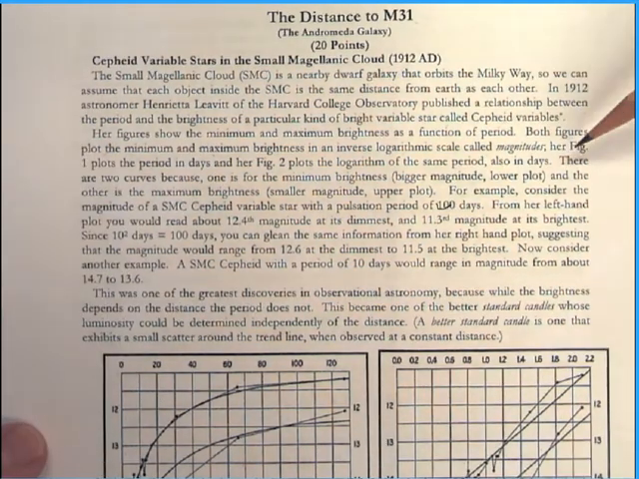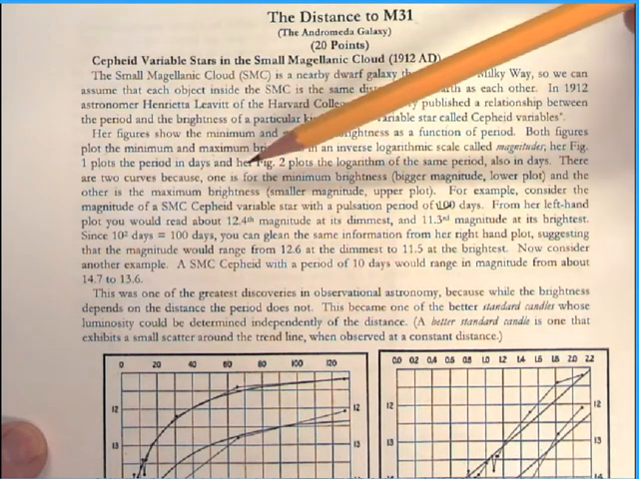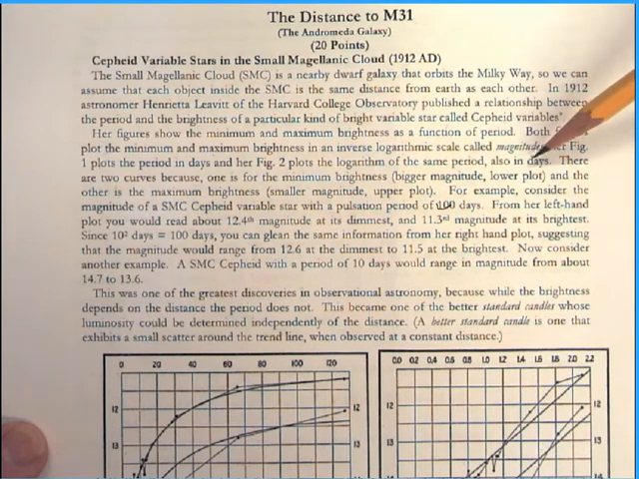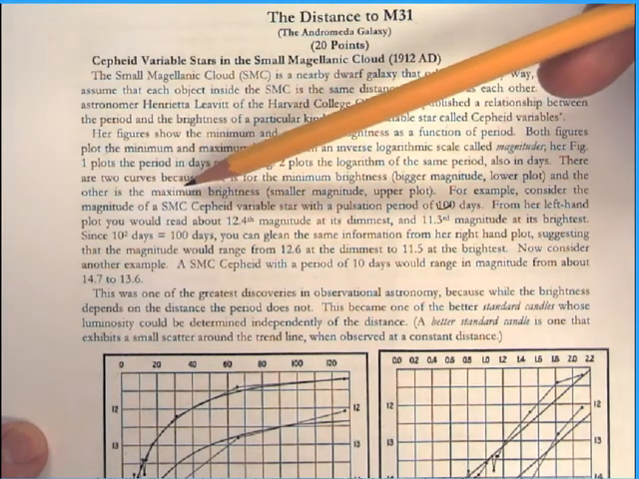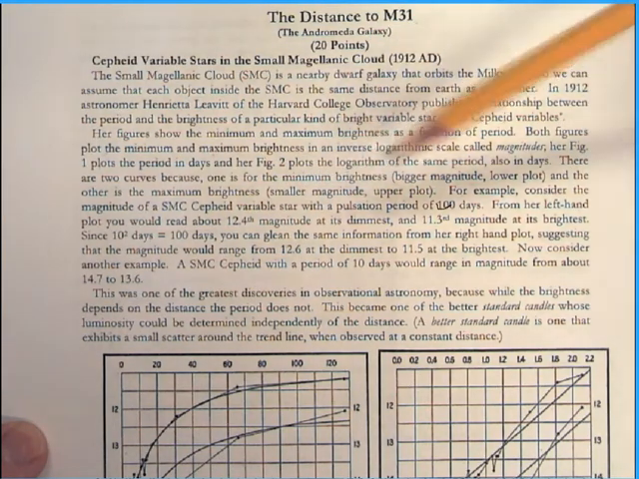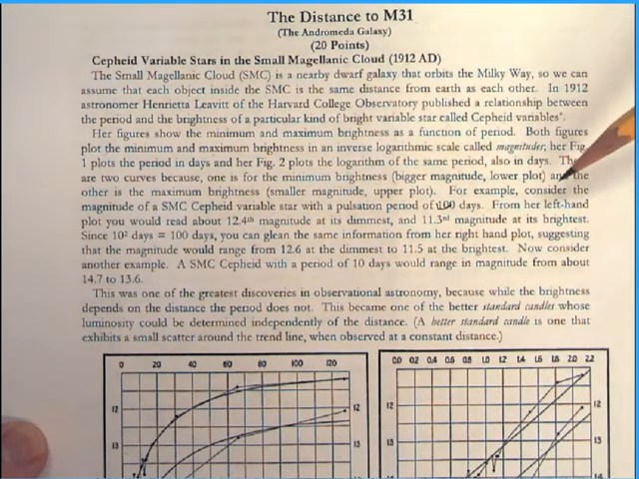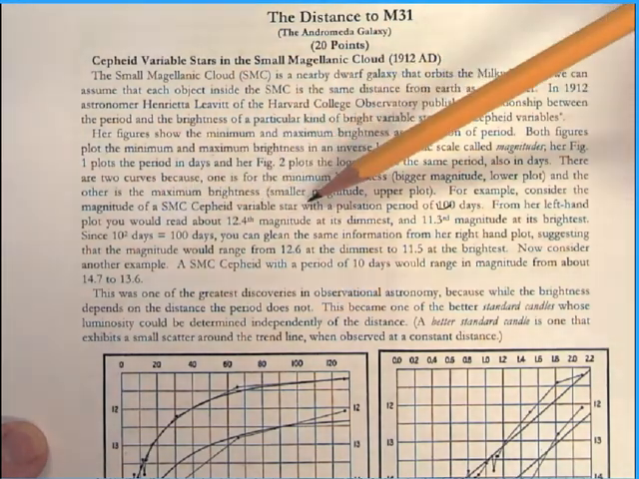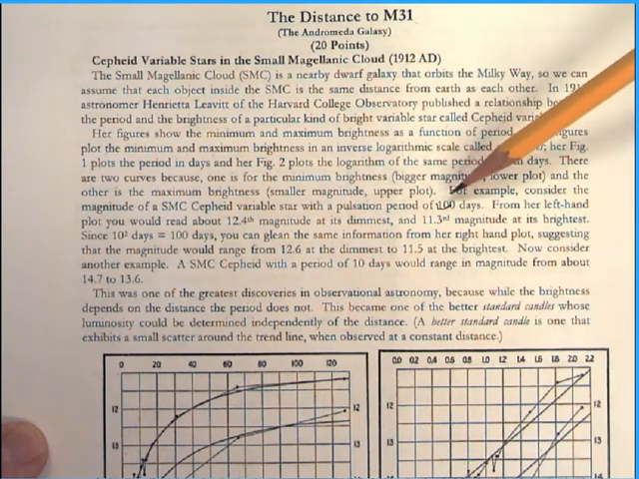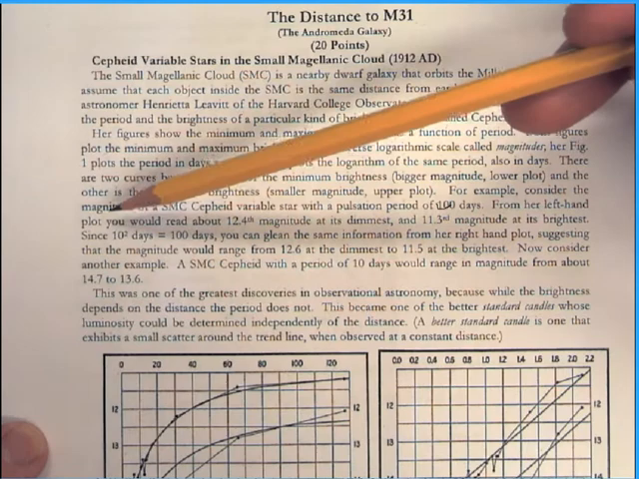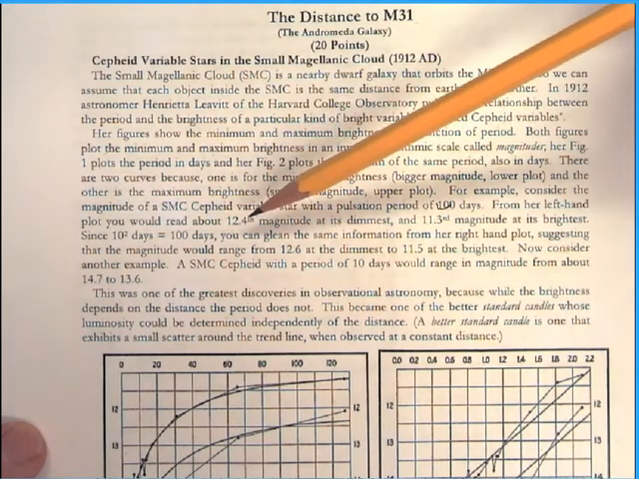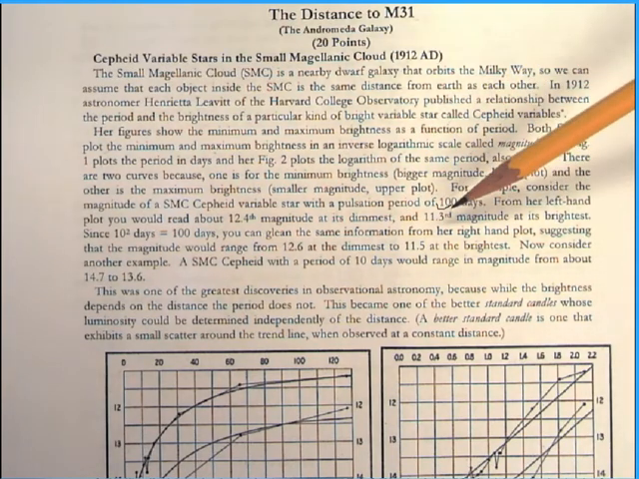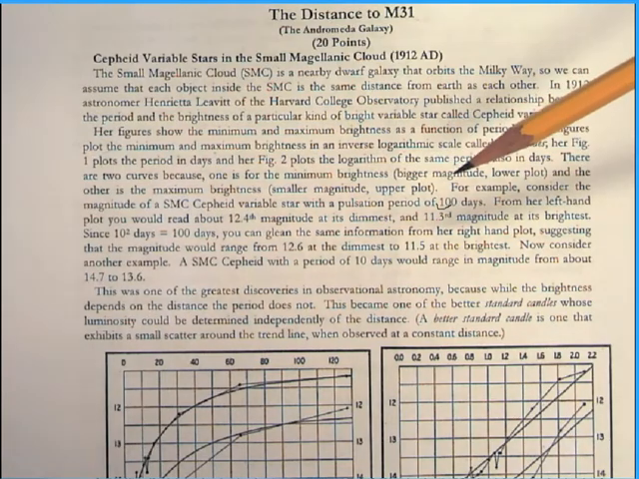There are two curves because one is for the minimum brightness, which has a bigger magnitude but a lower plot, and the other is the maximum brightness, which is a smaller magnitude, upper plot. For example, consider the magnitude of a Small Magellanic Cloud Cepheid variable star with a pulsation period of 100 days. From her left-hand plot, you would read about 12.4 magnitude at its dimmest and 11.3 magnitude at its brightest.